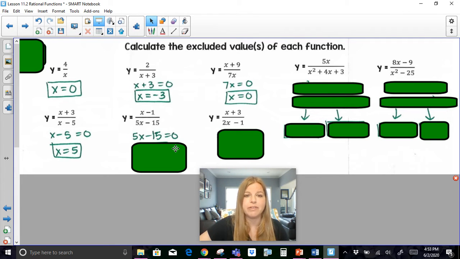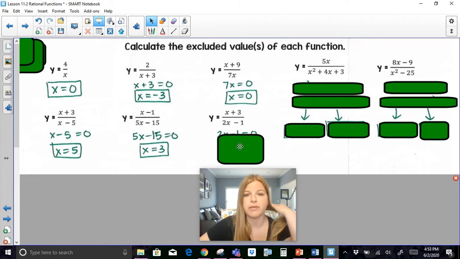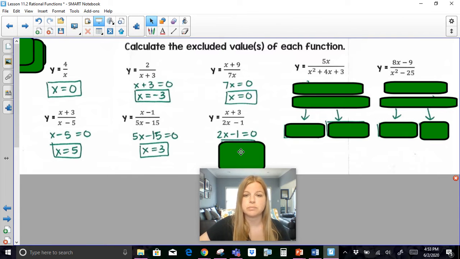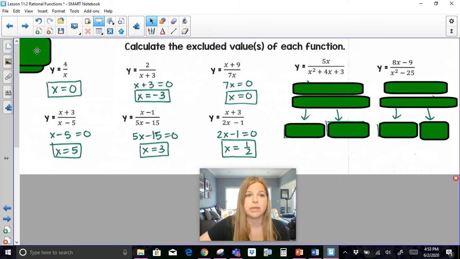And I add 15 on both sides, divide by 5, I end up getting x equals 3. Because think about it, 5 times 3 is 15. 15 minus 15 is 0. That's definitely my excluded value. 2x minus 1, if I set that equal to 0, add 1, divide by 2, my excluded value is 1/2. So x can be any number in the world except for 1/2.